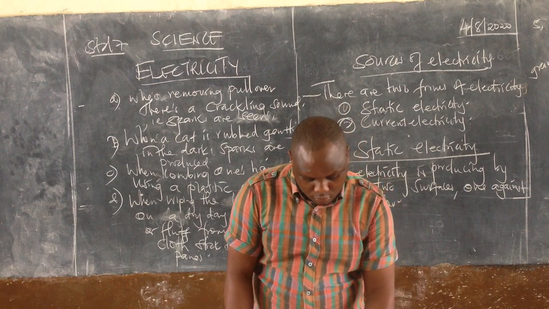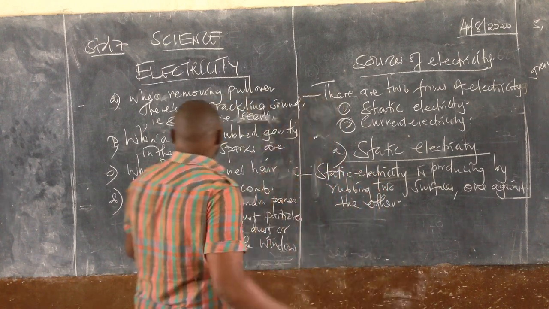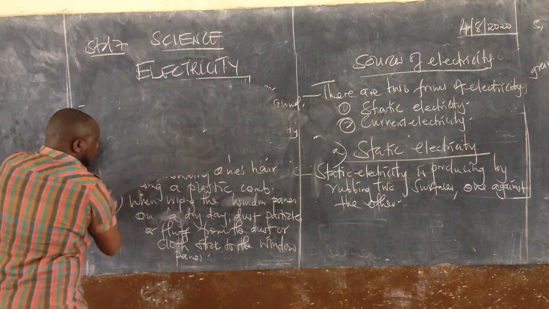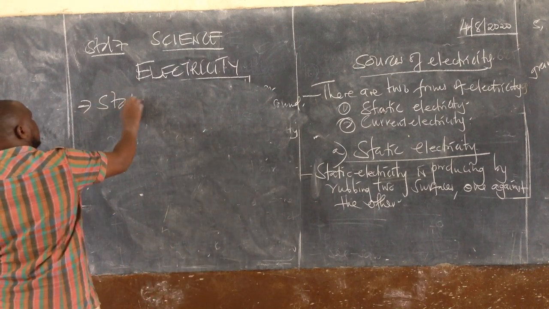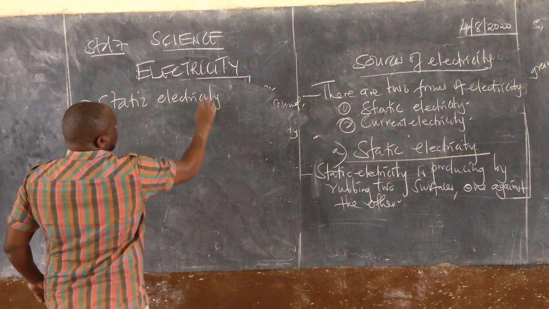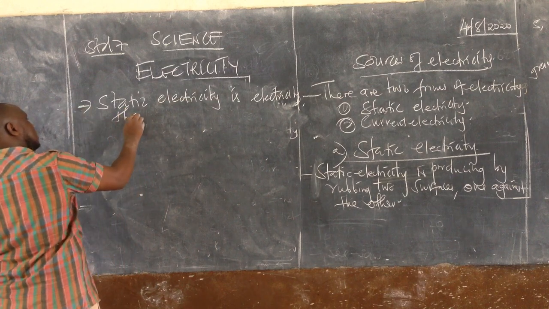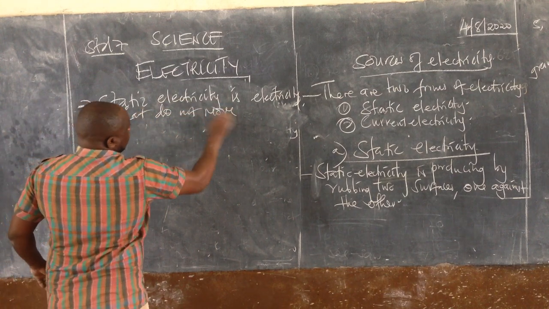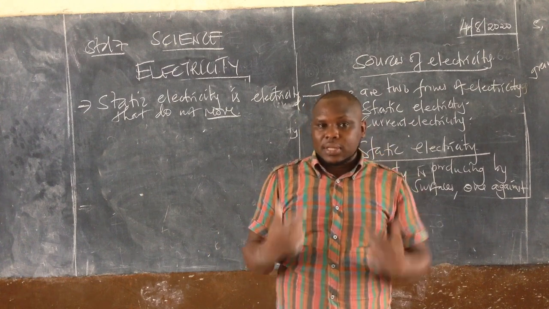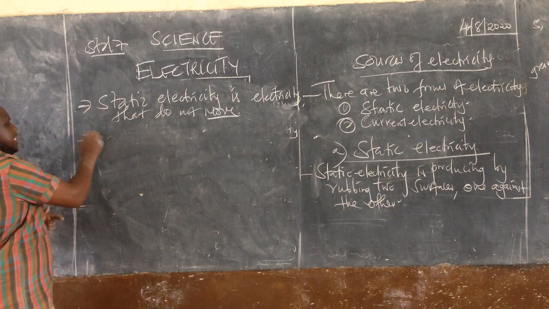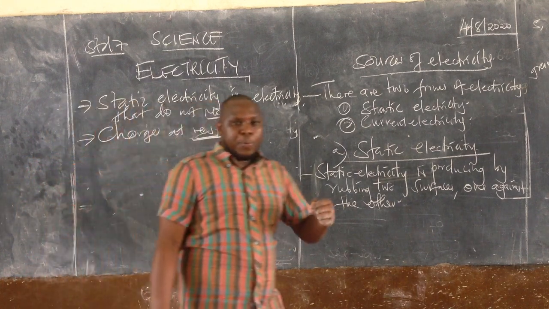So what is this we call electricity? I mean static electricity. Static electricity means that it does not move. Static electricity is electricity that does not move. That word move, we are going to explain it. Meaning that it is not going to be carried from one point to another one, as we're going to see in current electricity. So meaning that this is charge at rest. It's a form of a charge at rest. The word static means at one point it does not move.